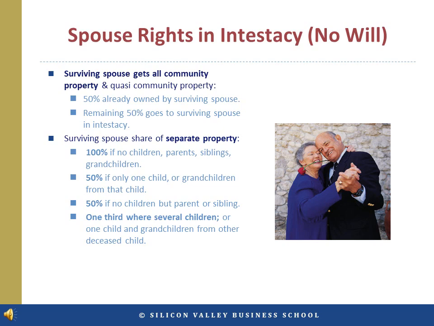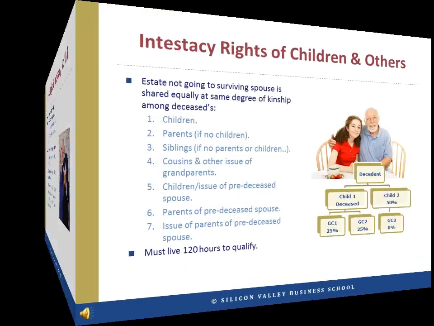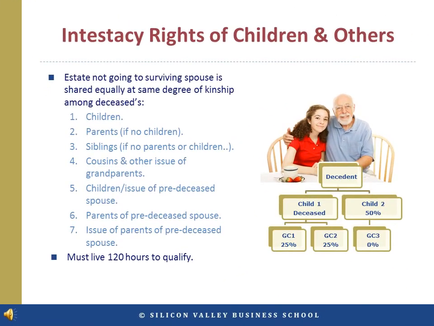Where there are several children, or one child and grandchildren from another deceased child, the surviving spouse's share of separate property is reduced to 1/3. The remaining estate, not going to the surviving spouse, is shared equally at the same degree of kinship among the deceased's children. If there are no children, it goes to the surviving parents. If there are no parents, it goes to the siblings, the brothers and sisters of the deceased.